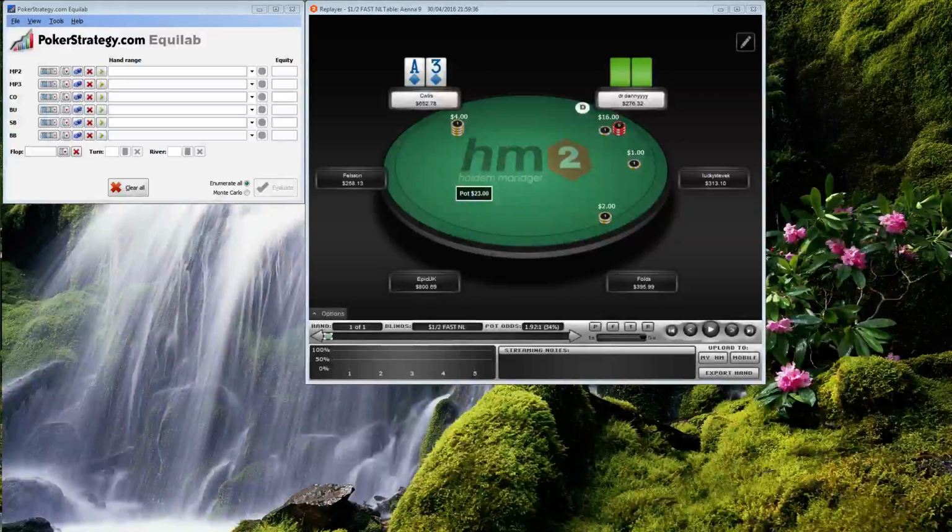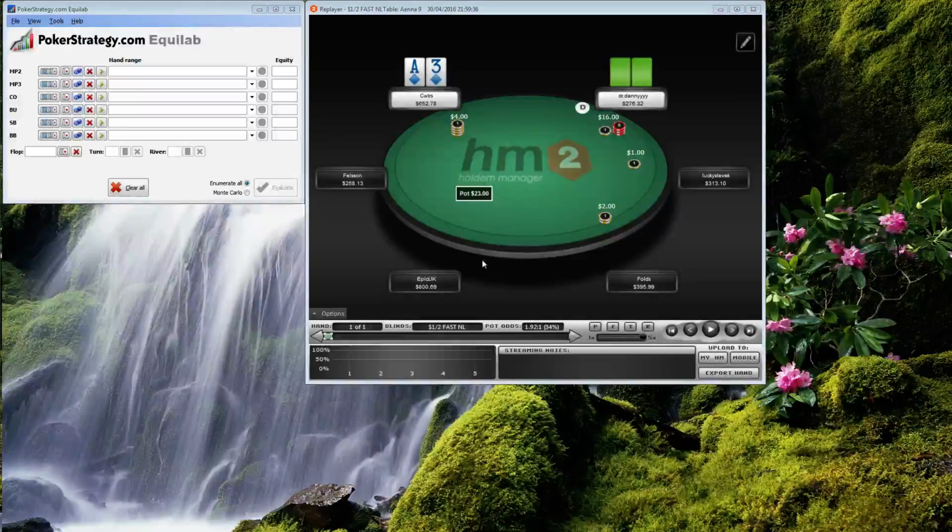Hey guys, today we're going to be going over 4-betting out of position. 4-betting out of position is a lot more common than 4-betting in position. This is for a couple of reasons.